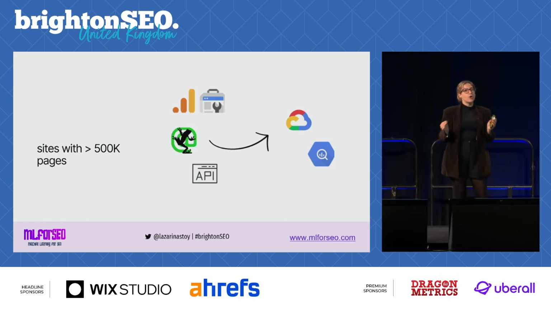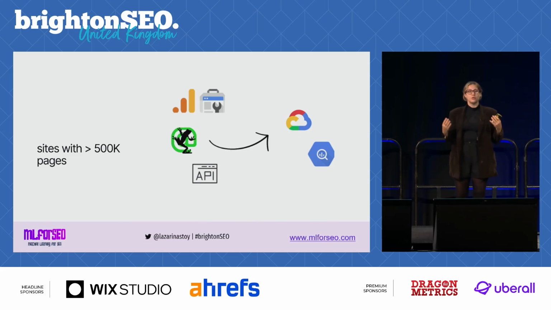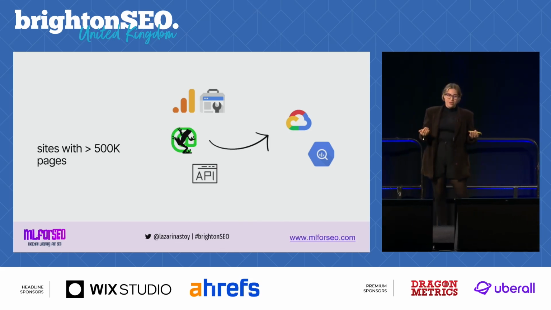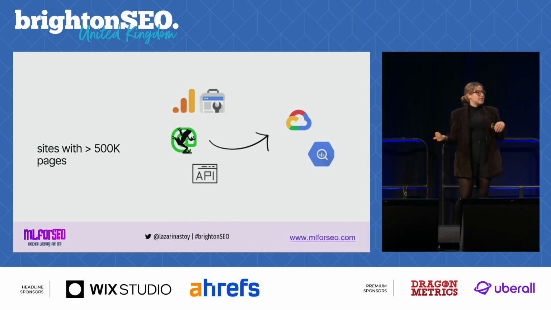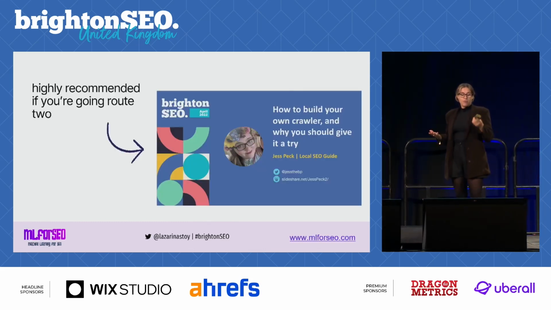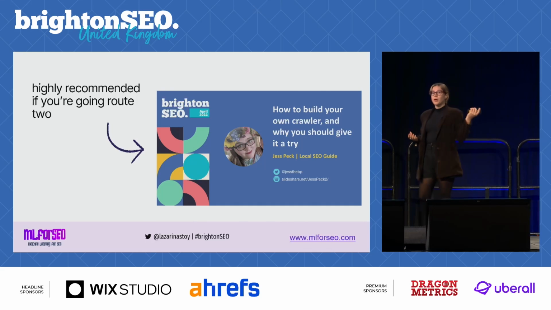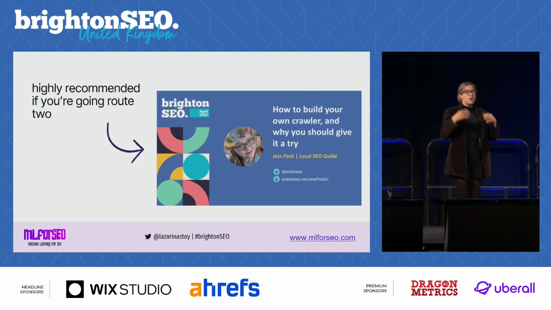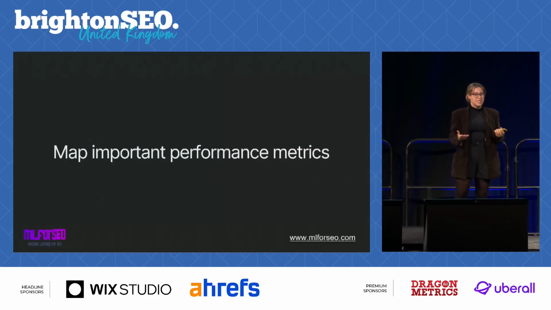If you're working with a site that has over 500,000 pages, you would need a little bit more complex solutions. Screaming Frog would need to be set up differently, connected to a database, not working on your laptop, of course. You would need a scraping API, but still the process is quite similar. I recommend Jess Beck's presentation from a couple of years back on how to build your own crawler, especially if you're working with a multi-million page website.